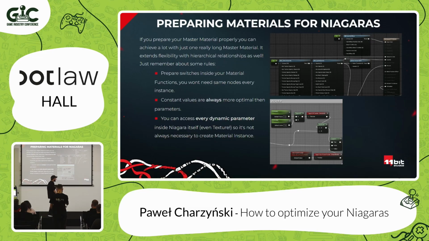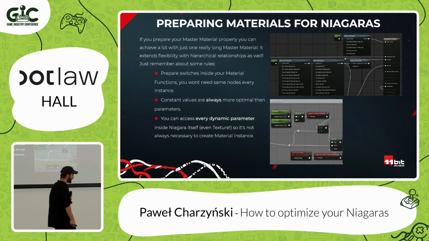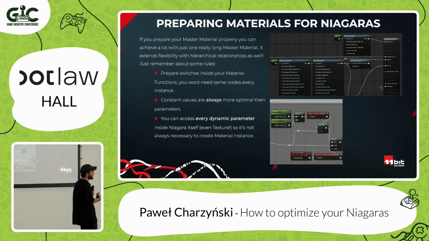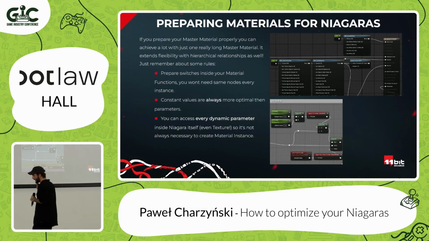And you can optimize this even more. It's really important to have as few master materials in your project as possible. In Frostpunk 2, we have 3 master materials for VFX for the whole game. We mostly just put the material instances there, because we used a lot of, as you can see, material functions and stuff like that.